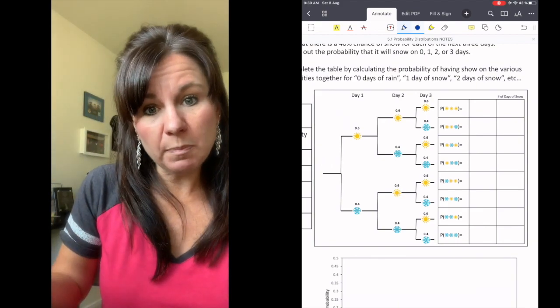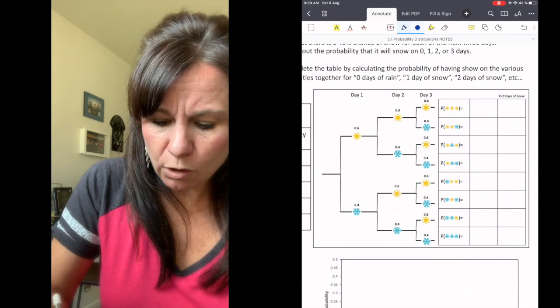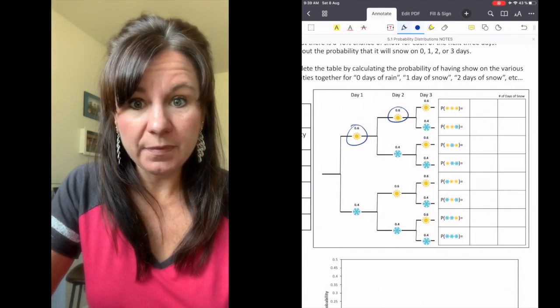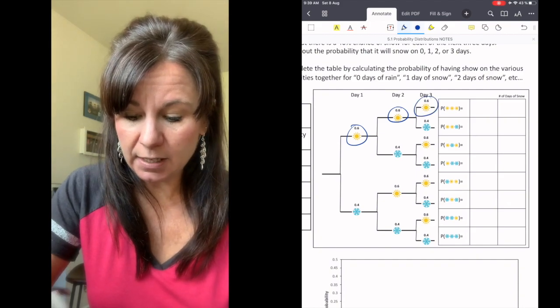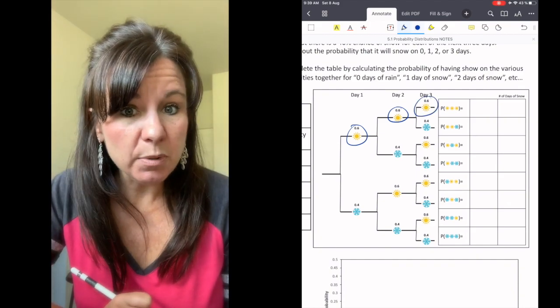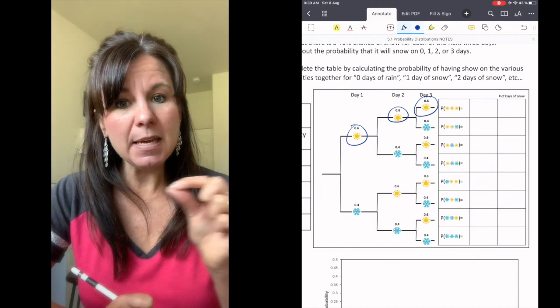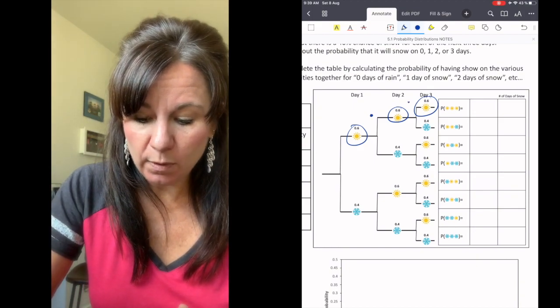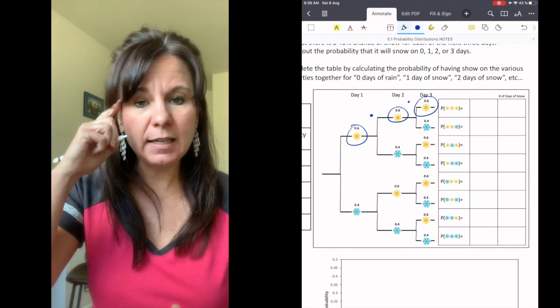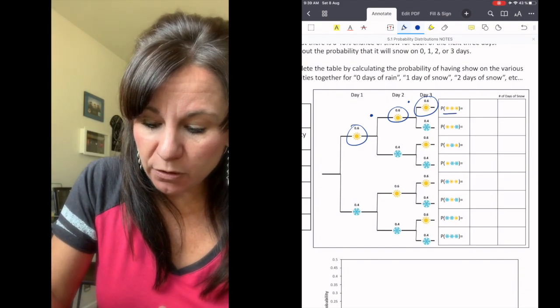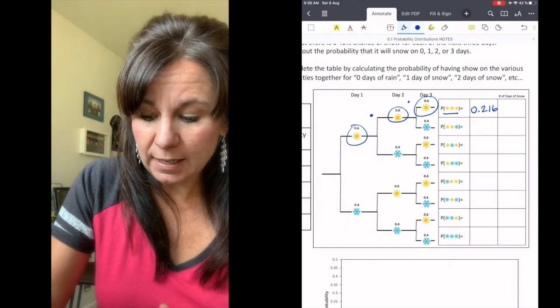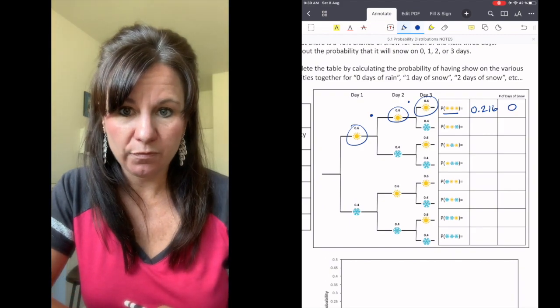So let's say our first possibility is that we have a day of sun, and then another day of sun, and then another day of sun. Now remember, the multiplication principle tells us that and means multiply. So we've got 0.6 times 0.6 times 0.6, and the probability of 3 days of sunshine is 0.216. So that's 0 days of snow.